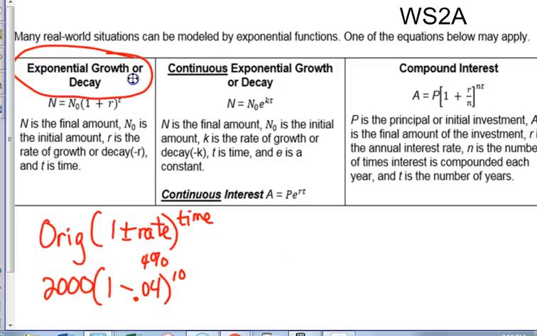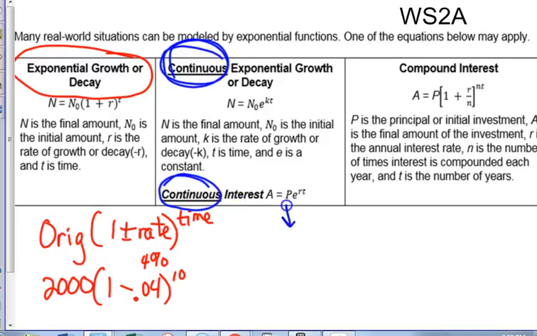That's when it just says exponential growth or decay. Growth is plus, decay is minus. And the rate has to be a decimal, not a percent. Take the percent symbol off, move it 2 places to the left. When you see the word continuous, you're looking for an e. That's the hint you're using this formula.